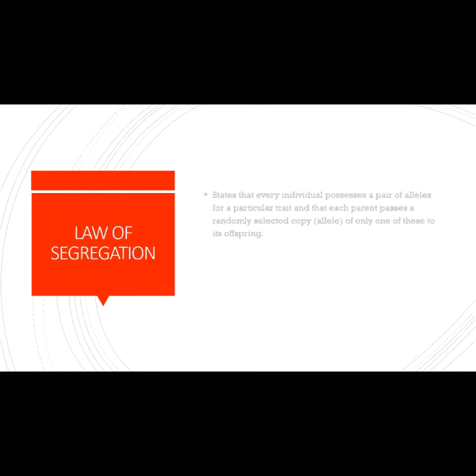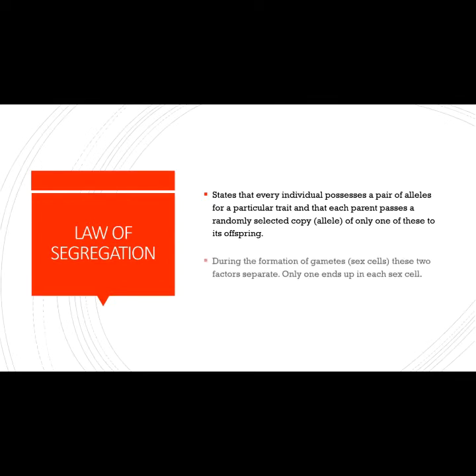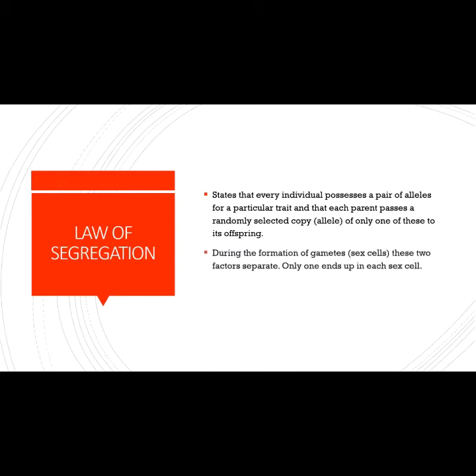The law of segregation states that every individual possesses a pair of alleles for a particular trait and that each parent passes a randomly selected copy of only one of these to its offspring. Whichever of the two alleles in the offspring is dominant determines how the offspring expresses that trait. During the formation of gametes or sex cells, these two factors separate. Only one ends up in each sex cell.